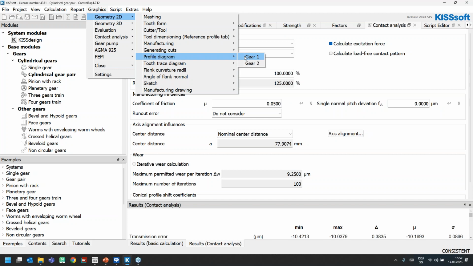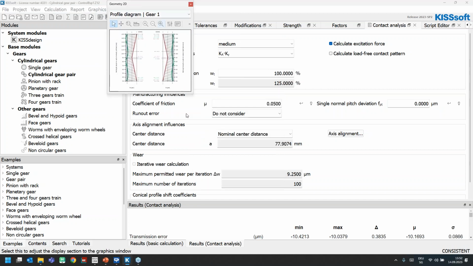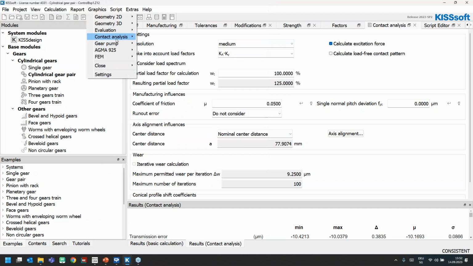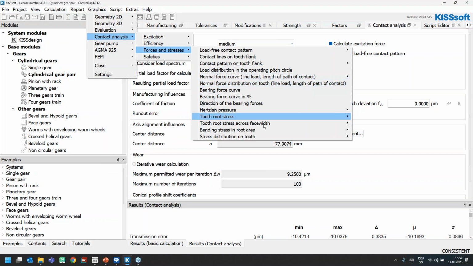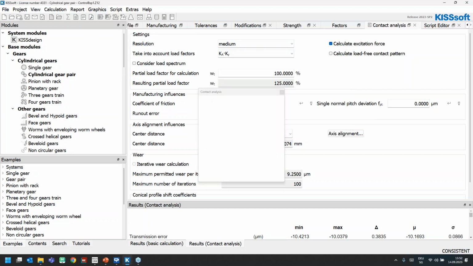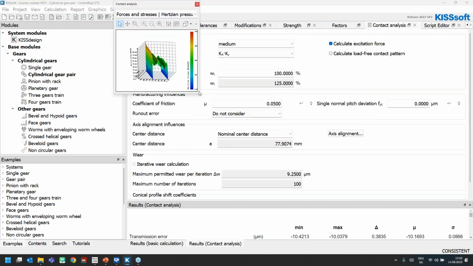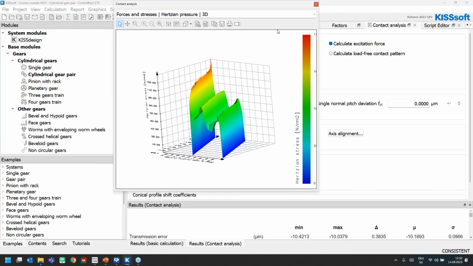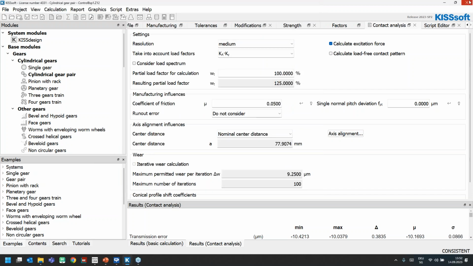So if we go now to the profile diagram, we can see there is this modeled waviness on top. But we can also see in the loaded tooth contact analysis, if we look, for example, at Hertzian pressure in 3D, we can see these waviness patterns on the stresses. Okay.